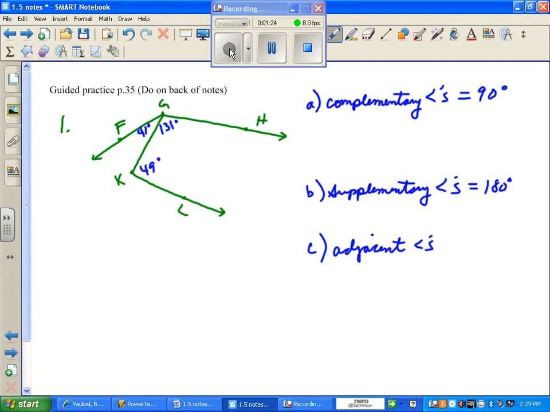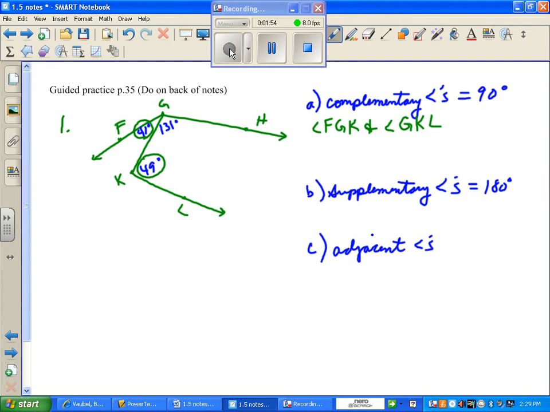So if you look at your diagram, they do not have to be right next to each other, but two angles that add up to 90 degrees are going to be, label them with 3 letters, angle F, G, K. This angle, that's 41. And the angle will have angle G, K, L. So G to K to L is this angle. If you add those up, those are 90 degrees, so they are complementary.